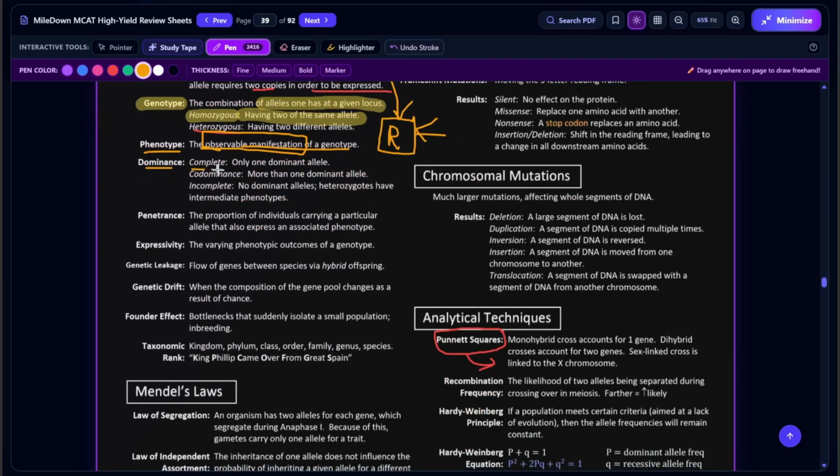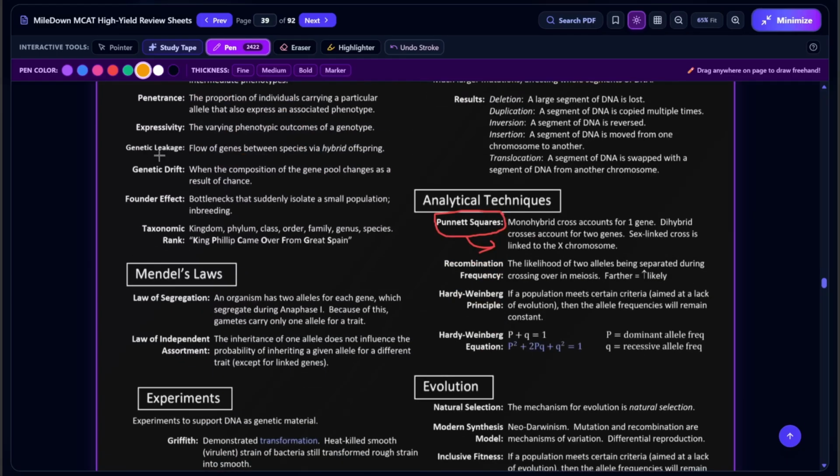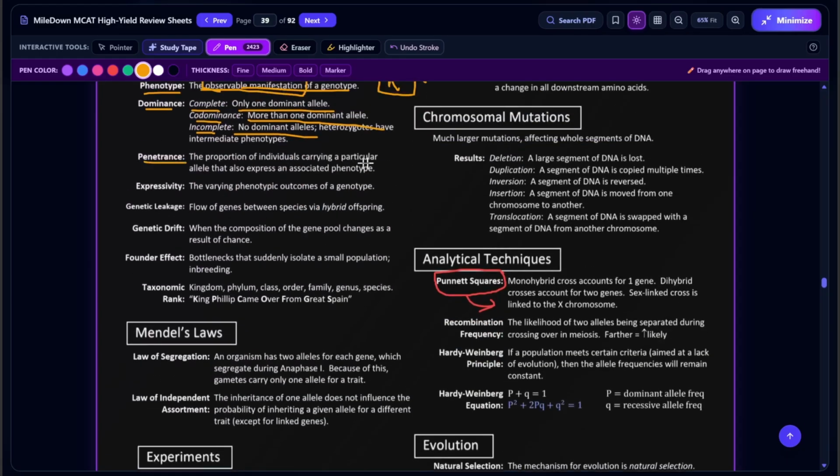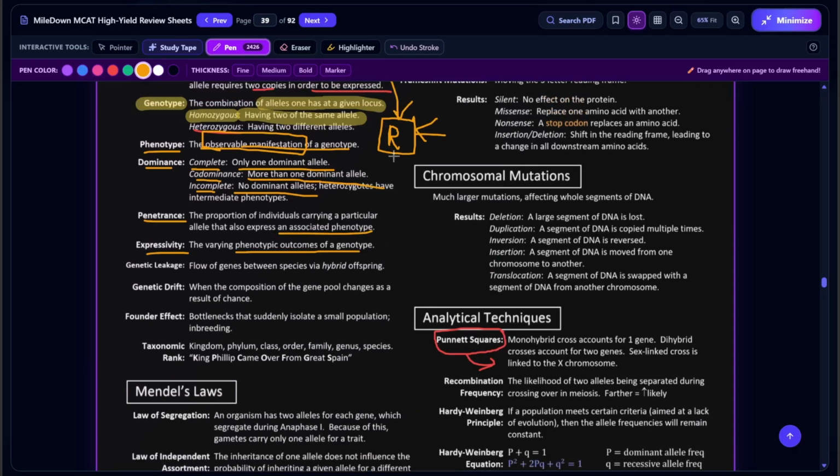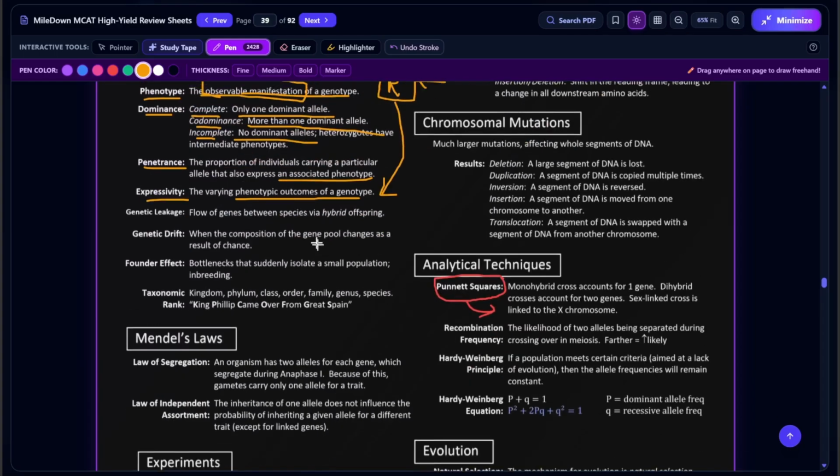Your dominance can be complete, codominance, or incomplete. If you have complete dominance, you have only one dominant allele. If you have codominance, then there's more than one dominant allele, and incomplete means there are no dominant alleles, so heterozygotes have intermediate phenotypes. Penetrance is the proportion of individuals carrying a particular allele that also express an associated phenotype. Expressivity is the varying phenotype outcomes of the genotype. So just because it's brown eyes, it could be a little bit different.